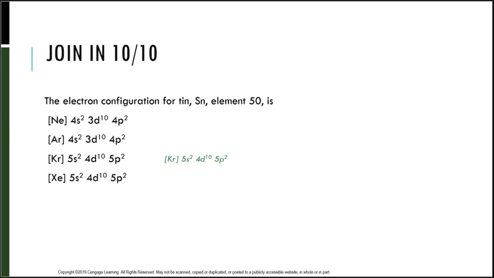And that wraps up section 3. We are moving on to section 4 next.